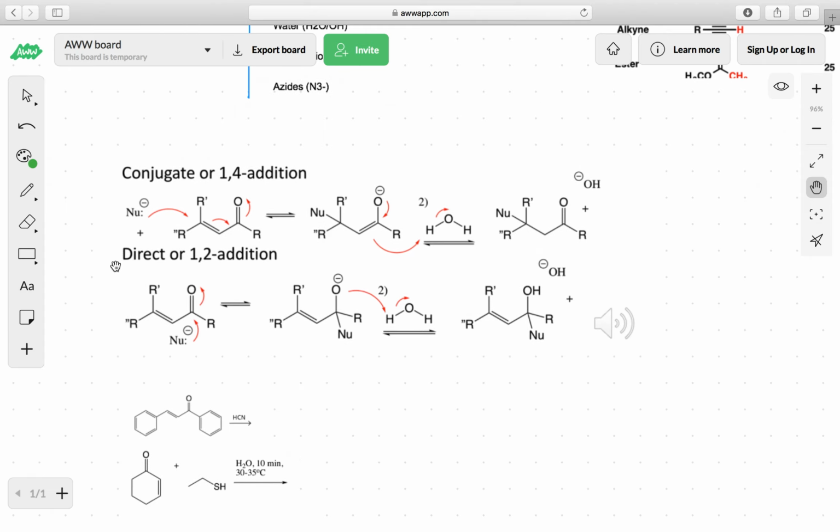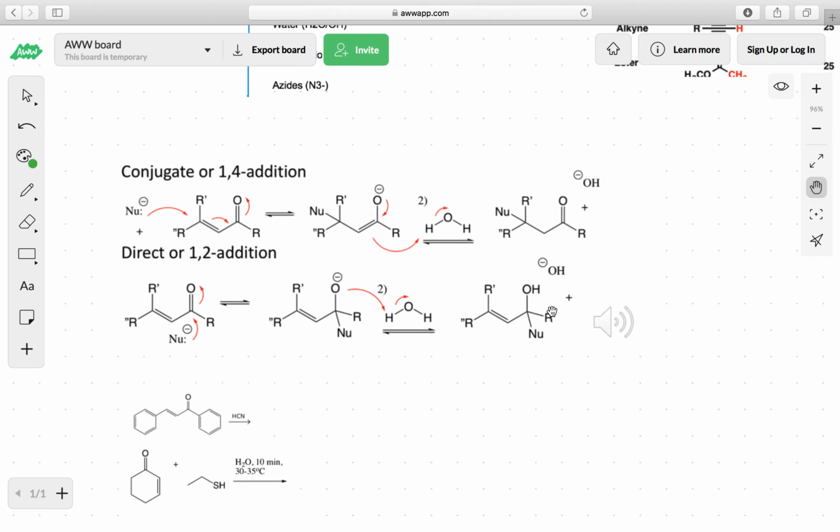If we have direct addition, also known as 1,2 addition, our nucleophile is not going to care about this because it's not as strong of an electrophile. So our strong nucleophile will attack this strong electrophile at carbon 2, push up this pi bond, and we should get an O-, which is going to get protonated to form an alcohol. So these are your 2 different types of additions you can have with enones.